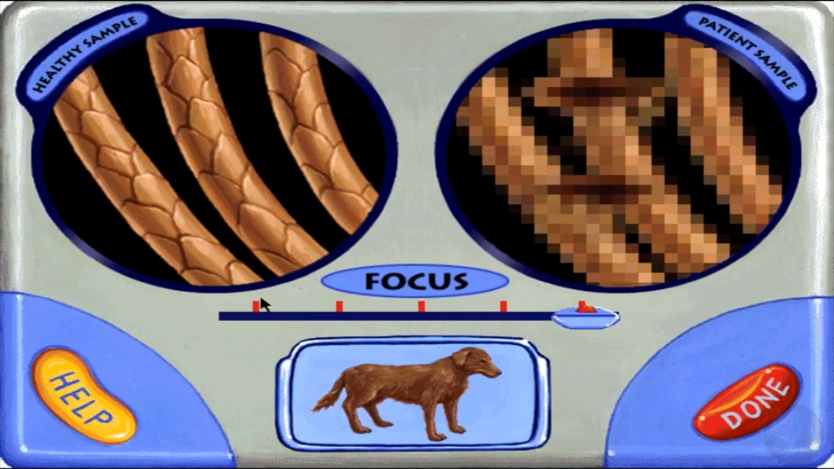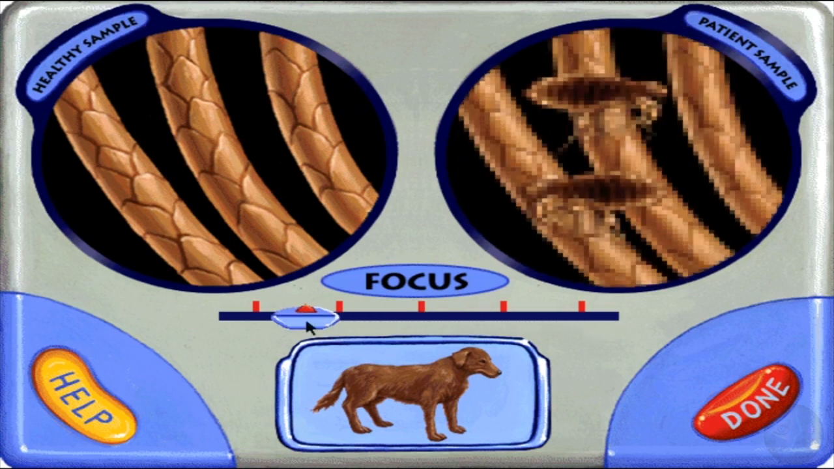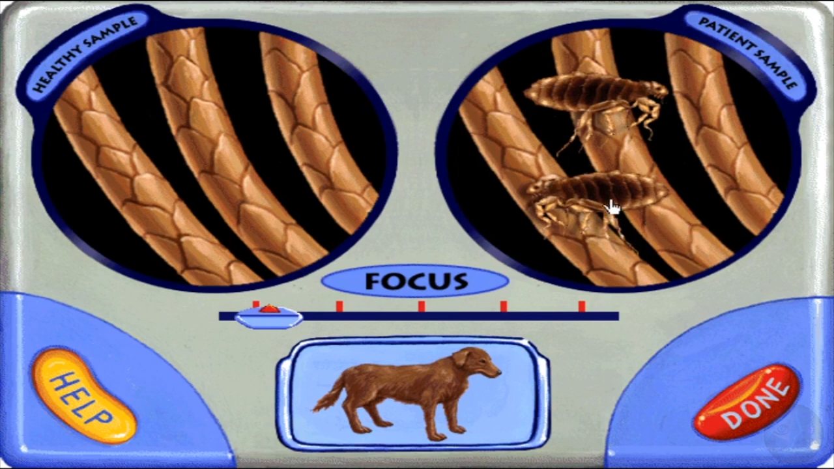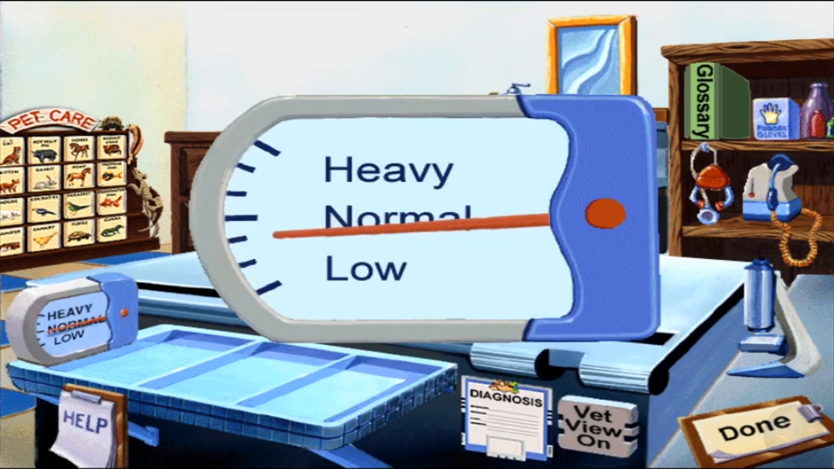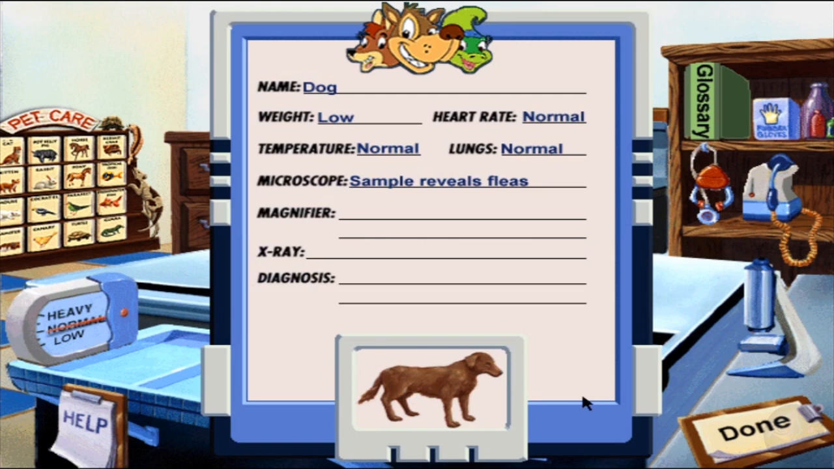Take a look at these samples taken from the dog. Oh, a flea. Go ahead and circle the others. This sample allows us to see fleas. Sample reveals fleas. This animal's weight is low.